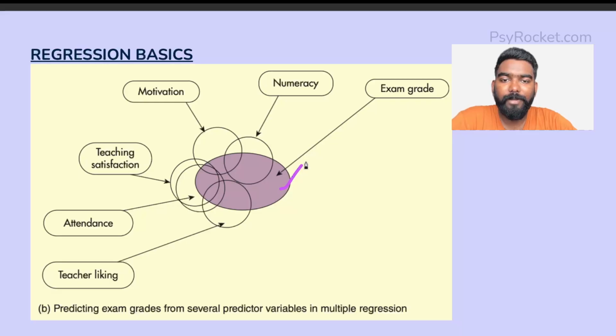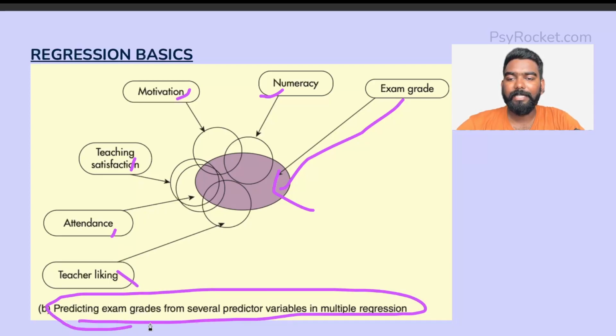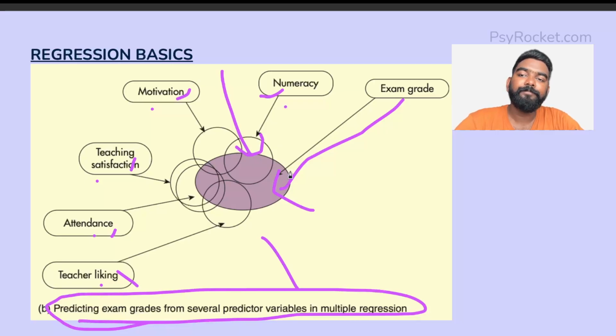Okay, you want to predict exam grades. What are the successful predictors that can predict your exam grades? It might be numeracy, motivation, teaching satisfaction, attendance, teacher liking. All of these can predict exam grades successfully. Or else when you do regression, some of these might not be significant predictors, which means some of these might not be effective predictors. Let us say weather during exams might not be a significant predictor. Okay, so these are the basics of regression.